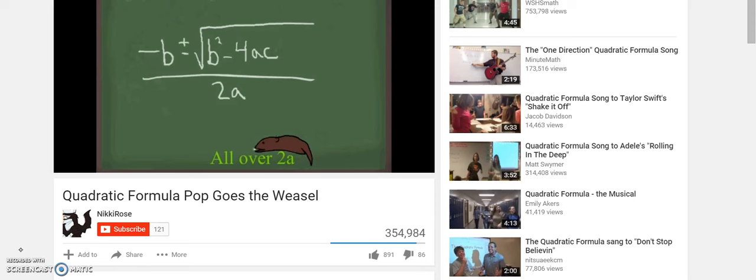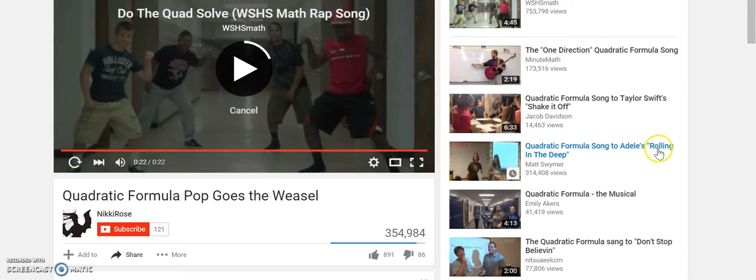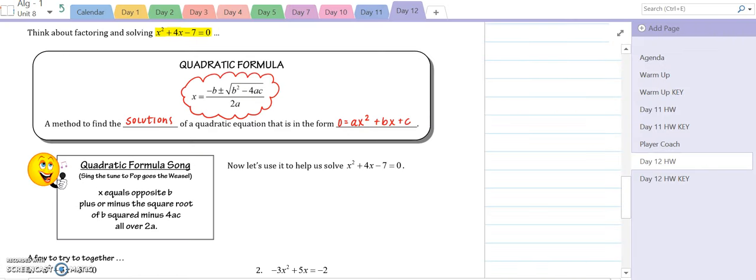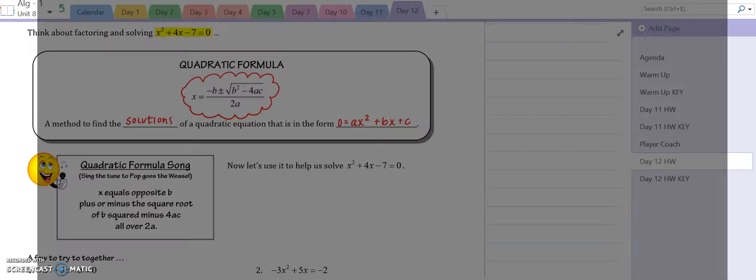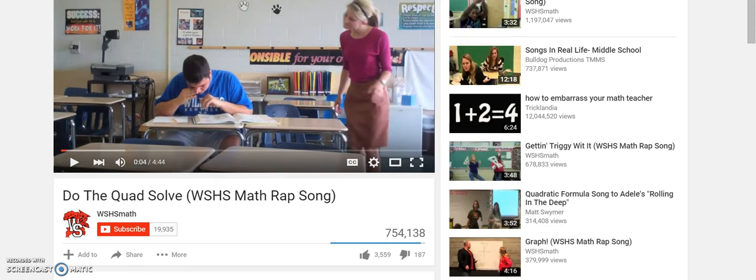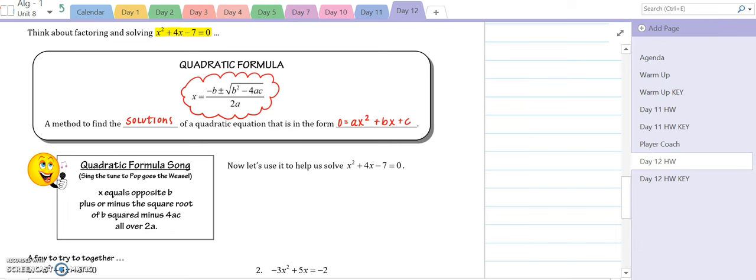So if you were enjoying the music, you can see on the side here, just by Googling quadratic formula song, there's clearly a ton of students that have done the same kind of thing. I see Taylor Swift, One Direction, all that good stuff. So you guys can enjoy that in your spare time. But for right now, you definitely need to have that memorized. So now the next step is, how is this going to help me?